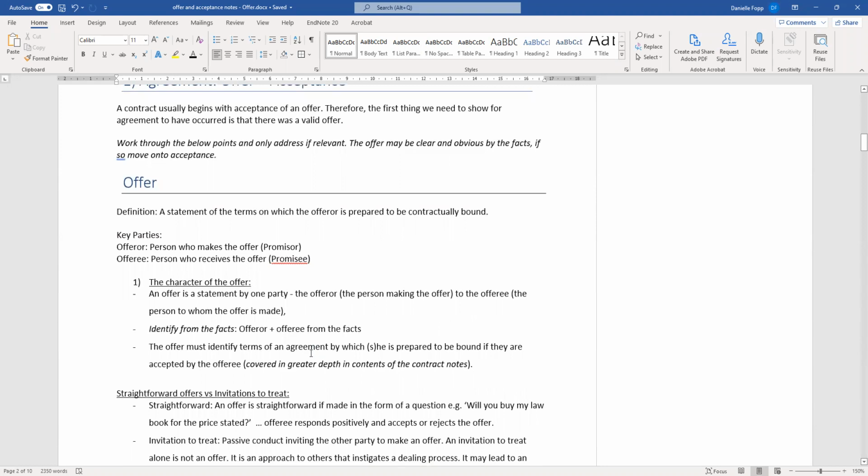So I always like to start with a definition. Like I said, in an exam, your brain can get a bit hazy. Let's bring a definition in. A statement of the terms on which the offeror is prepared to be contractually bound.